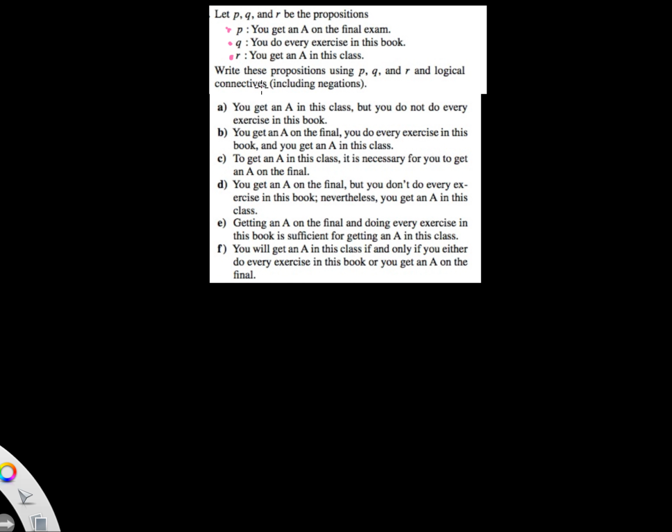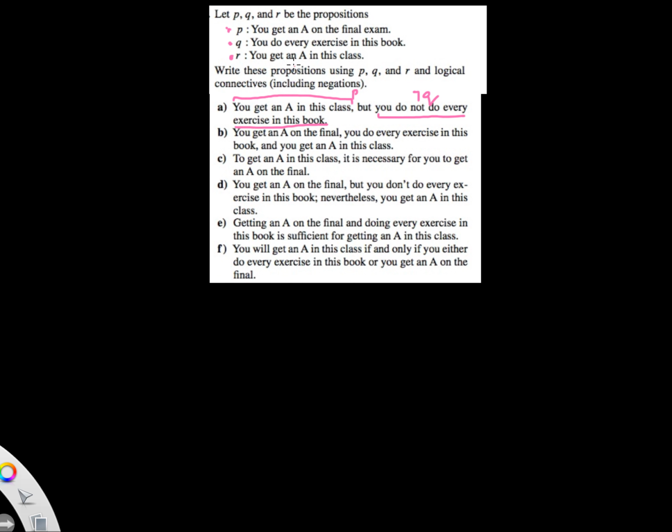And the question states here, write the following compound propositions from A to F using P, Q, and R and any set of logical connectives that may be appropriate. So let's take the first one here. You get an A in this class, but you do not do every exercise in this book. Q is the proposition that you do every exercise in this book. So you do not do every exercise in this book, well, this becomes in this case not Q.